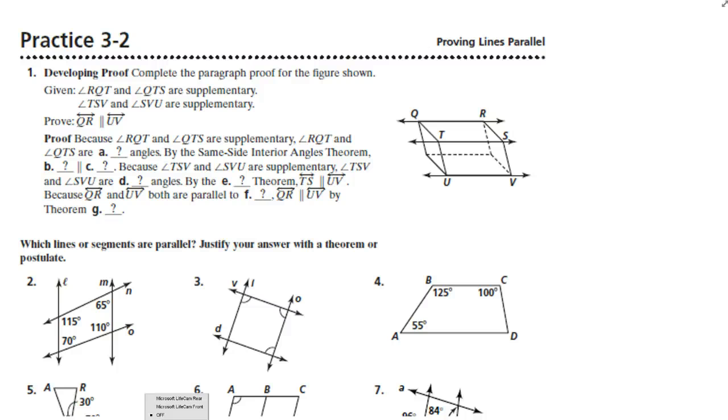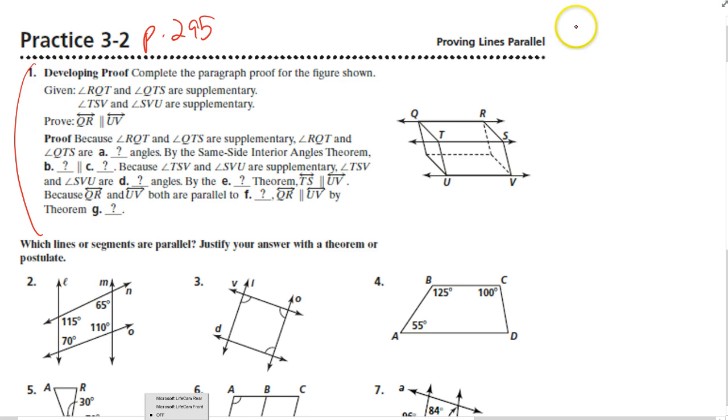Hi, thanks for joining me as we do practice 3-2, which is a homework assignment on page 295 of your workbook. So for number 1, I've got a lot of blanks that I have to fill in. I'm going to leave some space over here for the answers, D, E, F, G, and draw all my diagrams around the area for these answers. So we're doing a paragraph proof and filling in some blanks.